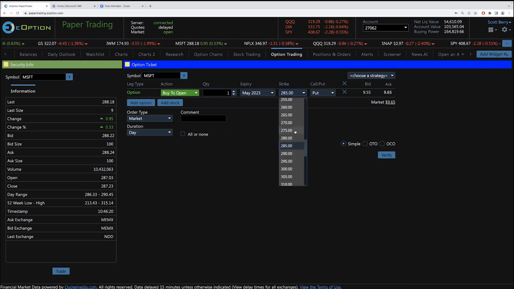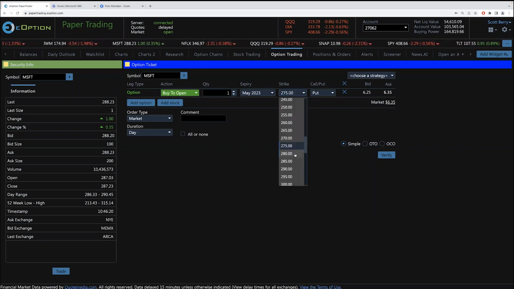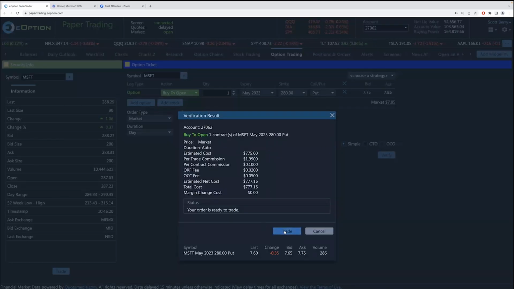And if you wanted to go a little bit cheaper insurance, you could check the 275s and it would be 6. So I'm going to go back with our original and protect the stock at $280. So we're going to buy to open 1 May 280 put at the market. You'll get your verification screen. It's going to cost us $775. Hit trade.